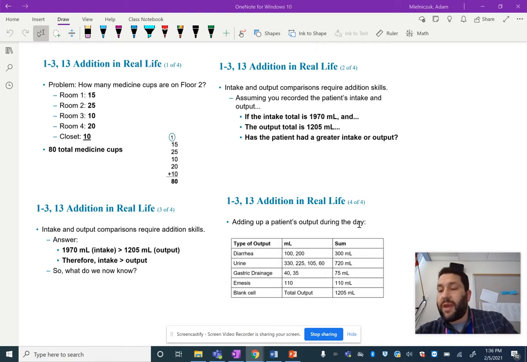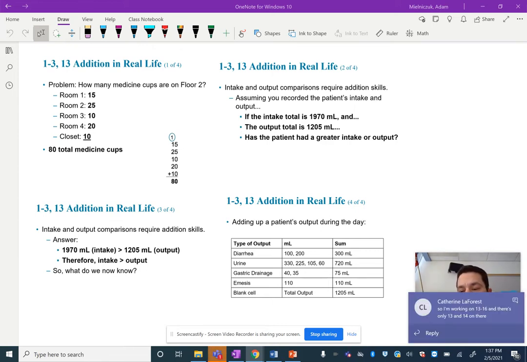Well, if you want to become a manager, or someone who runs a floor at a hospital, you have to do something that is called inventory. Not only do you work with patients, but you also have to run the floor and make sure you have all the items that are needed to be a good nurse. So you can have a problem like how many medicine cups are on floor two. It's as simple as just adding them all up. You'd say there's 80 medicine cups.